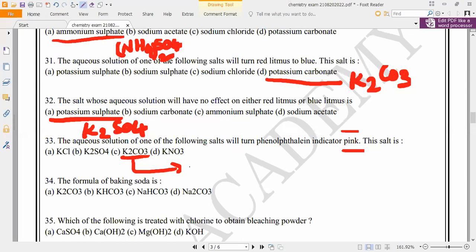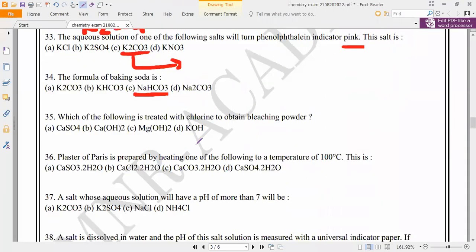Next, the formula of baking soda. NaHCO3, option 3. Sodium bicarbonate or sodium hydrogen carbonate. Very good.